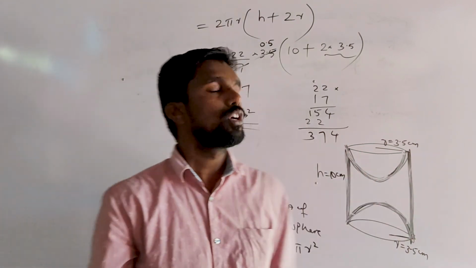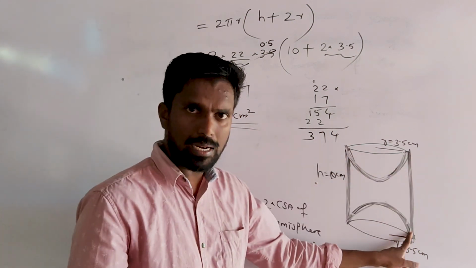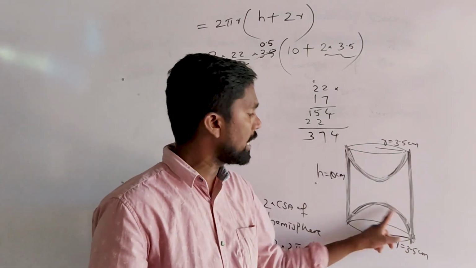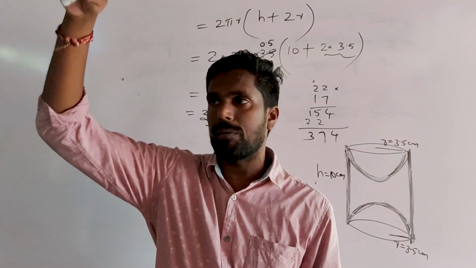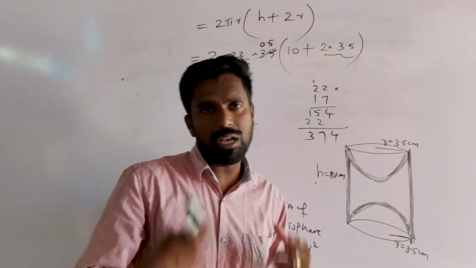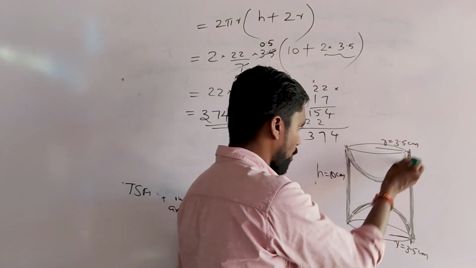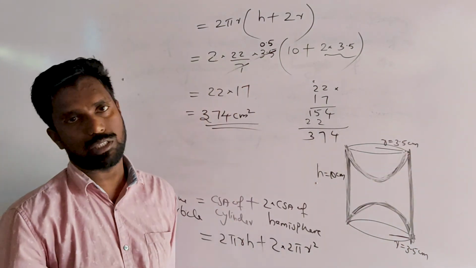Very simple. Total surface area of the article means CSA of cylinder and 2 into CSA of hemisphere. Cylinder surface area and CSA of hemisphere. When the hemispherical portion is scooped out, one hemisphere surface is formed, so that surface you will get. That's why 2 into CSA of hemisphere.